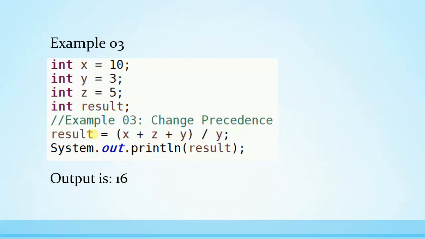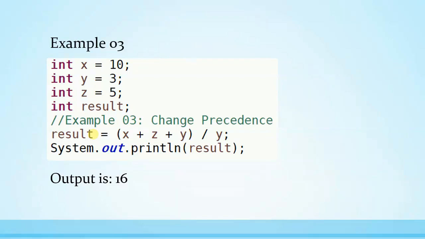So here x plus z is 15. 10 plus 5 is 15. Then it is added with y. 15 plus 3 is 18. 18 divided by y, equal to 3, which is 6. So the output shown here, 16, is wrong. The correct output is 6.